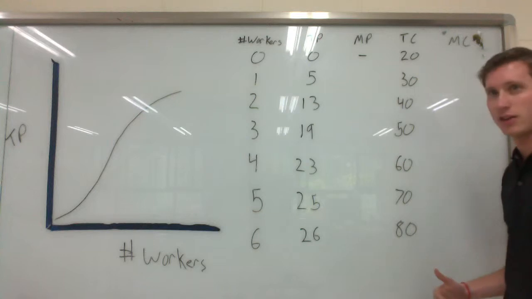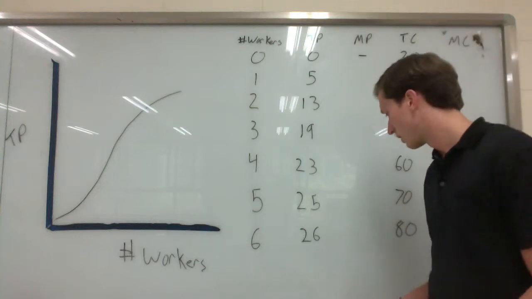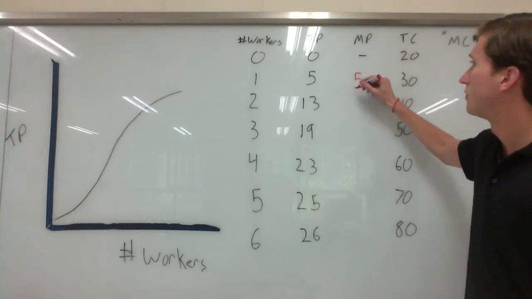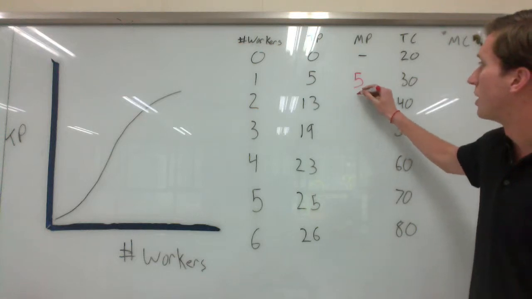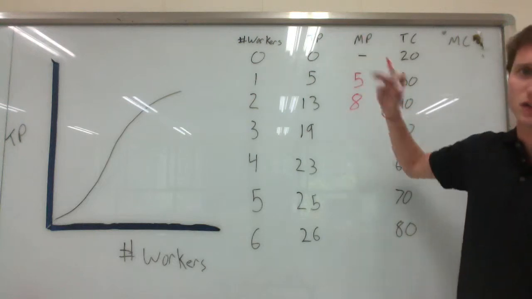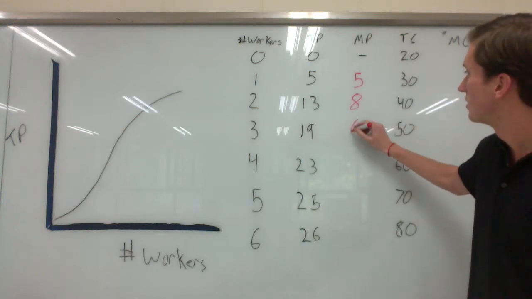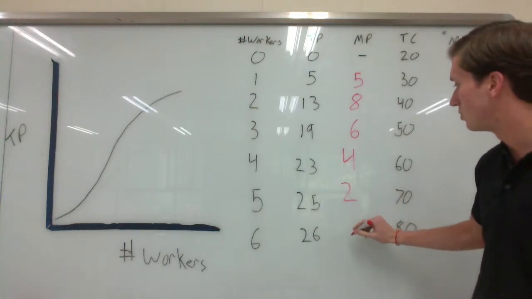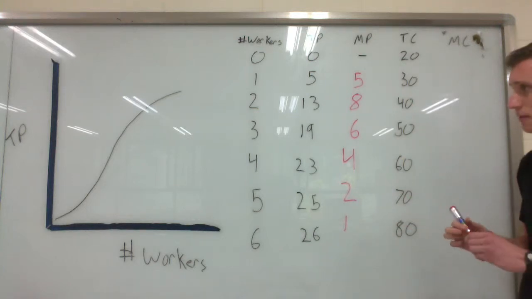So for marginal product, we've got to think of how much additional product is created from just one more worker. With the first worker, the marginal product is equal to 5 because it went up from 0 to 5 by adding this person. For the second worker, total product went up by 8. So marginal product is the change of total product. For the third worker, 13 to 19, that's 6, then we have 4, then 2, and finally 1. That is how our marginal product changes throughout.